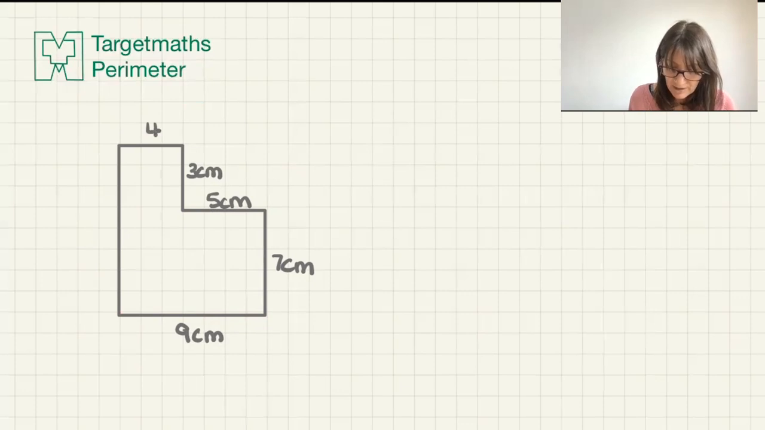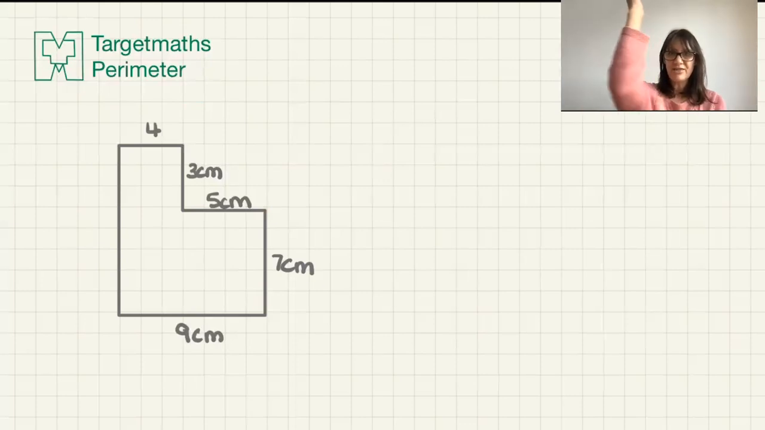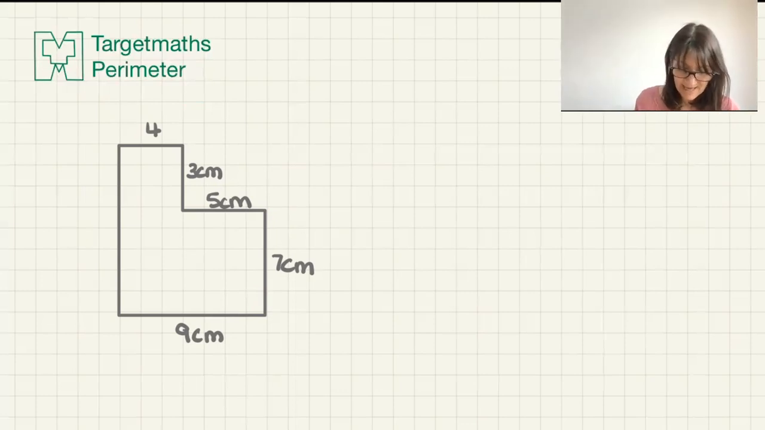I then look at what else is missing. I can see that this edge here is missing. If this edge is 3, and this edge is 7, those two vertical edges can come together and create that long edge. So that missing edge there is 10.